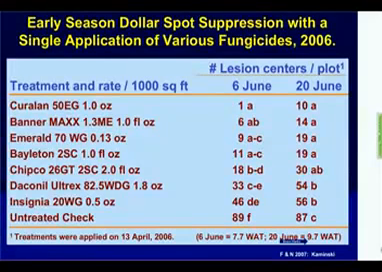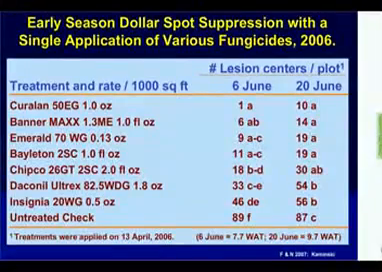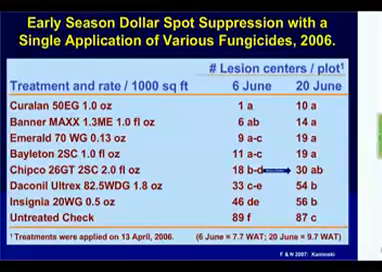9.7 weeks later, rating on June 20th, still great suppression compared to the untreated. The untreated is 87 spots per plot. Curalan, the Banner, the Emerald, the Velista, the Chipco 26GT, giving equivalent levels of control. And sure enough, you can see the benefits of that one well-timed application.